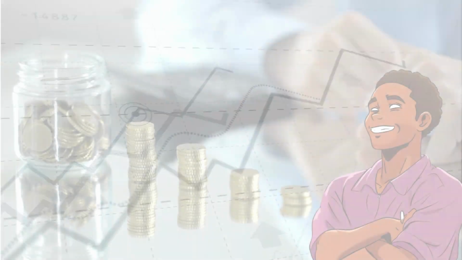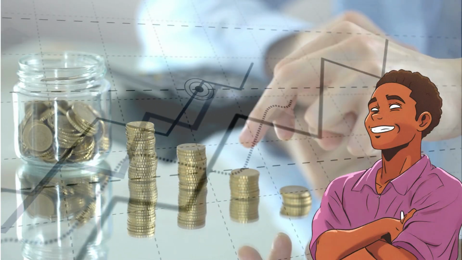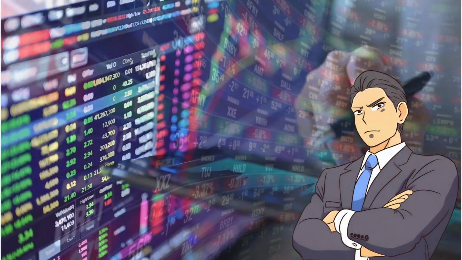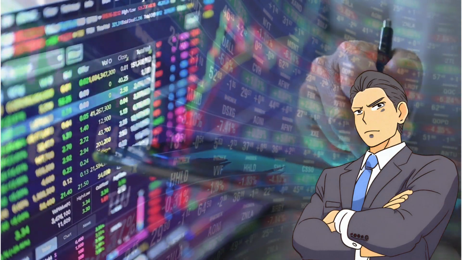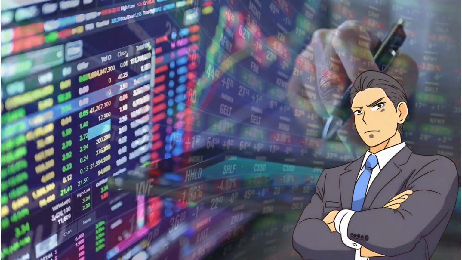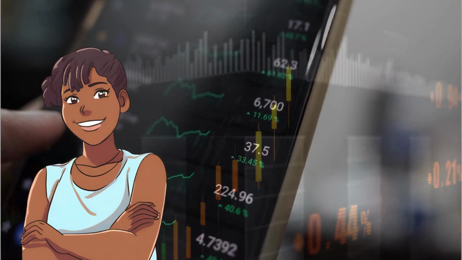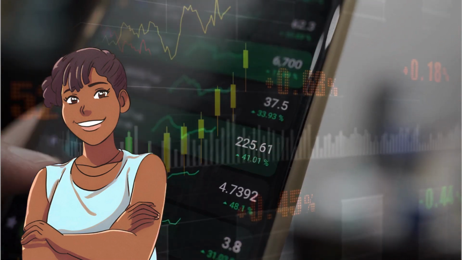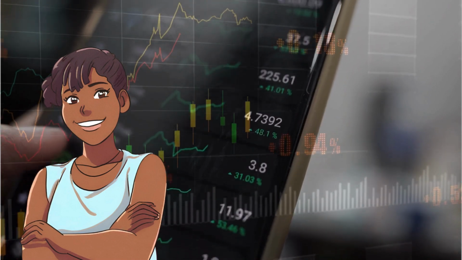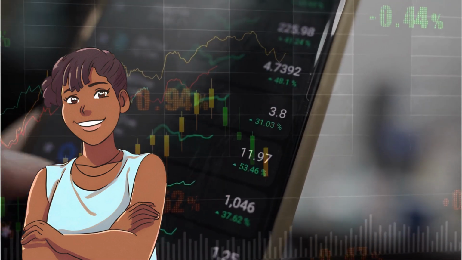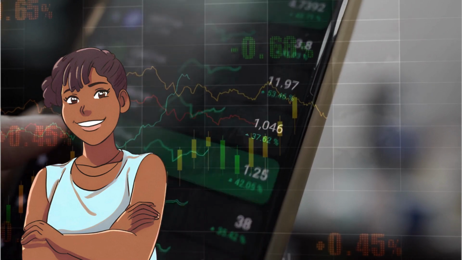One of the main contrasts is the scale of investment. Retail investors typically invest smaller amounts of money, while institutional investors deal with significant sums, sometimes in the billions. As a retail investor, you might be investing through your personal brokerage account. You have the freedom to make decisions based on your individual preferences, financial goals, and risk tolerance.